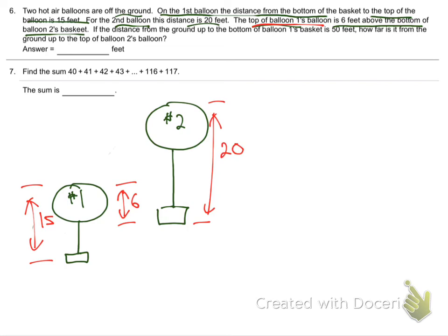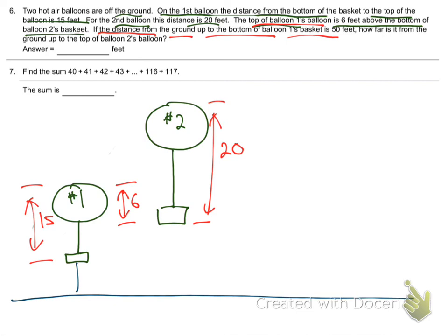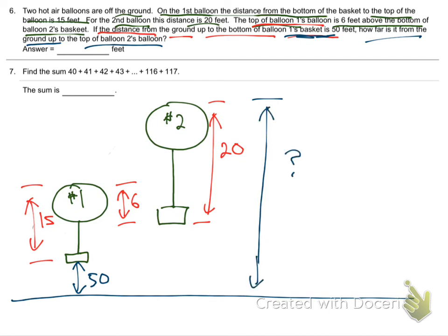Okay. Now, if the distance from the ground to the bottom of balloon 1 is 50 feet. All right, so I got to put the ground in here, I guess. So this is 50. It doesn't look like 50 on my diagram, but good enough. From the ground to the bottom of balloon 1's basket is 50. How far is it from the ground up to the top of balloon 2's balloon? So from there all the way to there is what they're asking. All right, how am I going to figure that out?